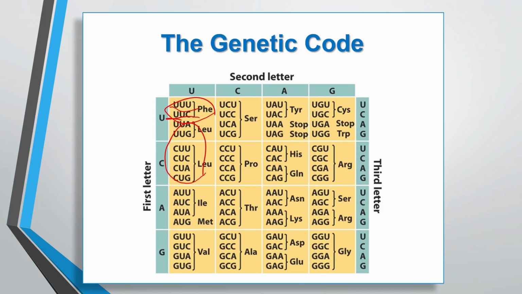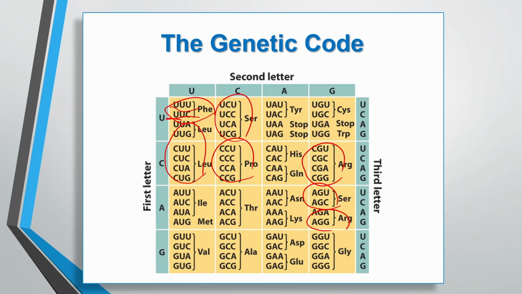If you look over here, all of these would be arginine, and so would these. This is a serine. This is a proline. These are more serines, etc., etc. So all of these combinations have an associated amino acid that it codes for.